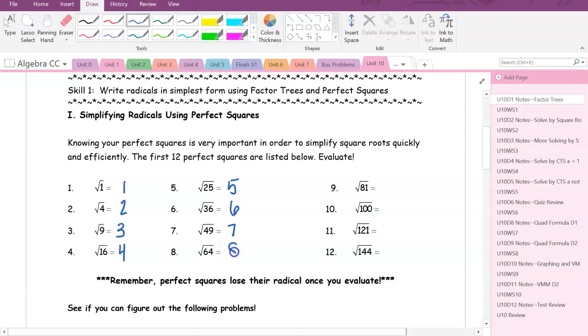Square root of 64 is 8. Square root of 81 is 9. Square root of 100 is 10. Square root of 121 is 11. And finally, square root of 144 is 12. So recognizing those numbers would be really helpful in order to simplify square roots quickly and efficiently.